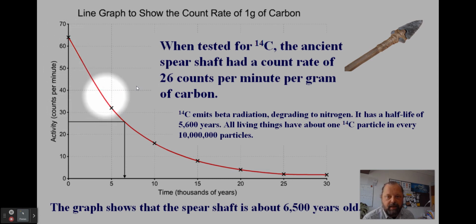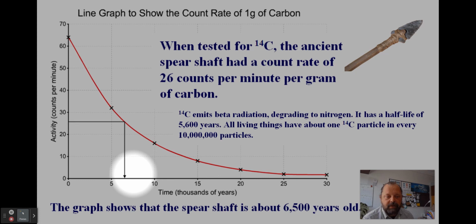So for example, here this spear shaft is giving us a count of 26 counts per minute per gram. There it is. Take our line across, touch the line, go down to the time axis, and we get an estimate that this spear shaft was made, or the tree that it was made from was cut down 6,500 years ago. So half-life, the amount of time for a radioactive substance to become half as radioactive.